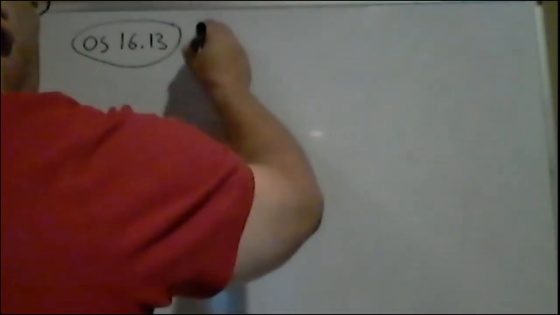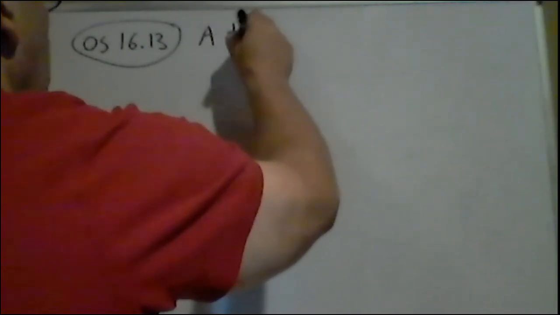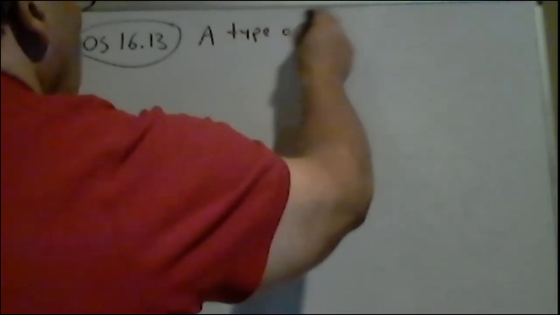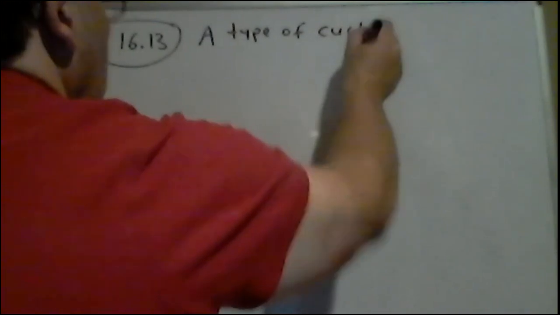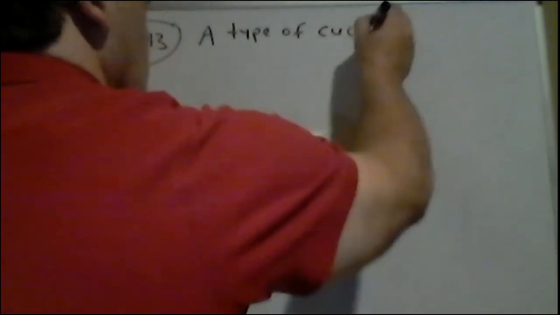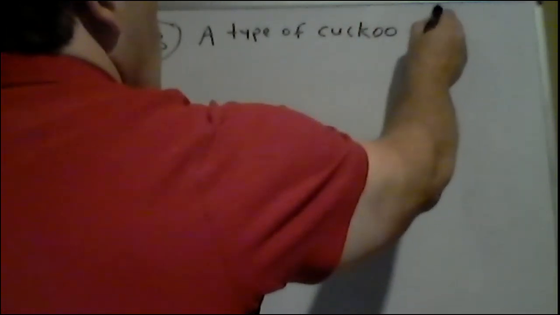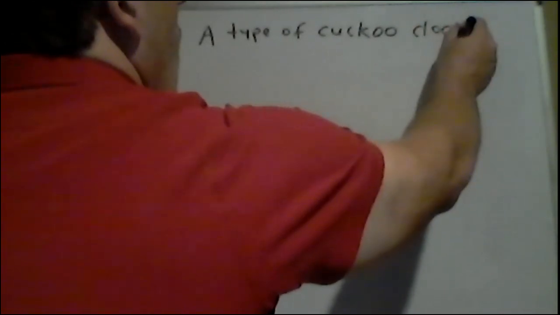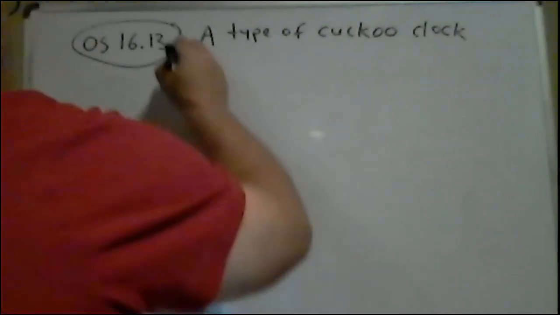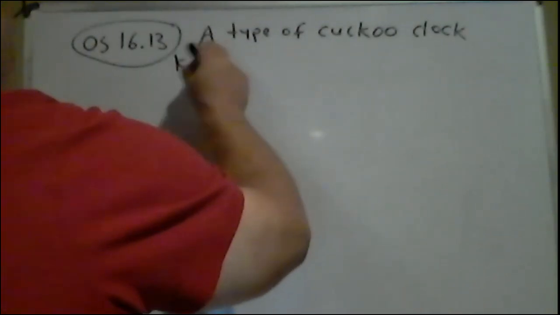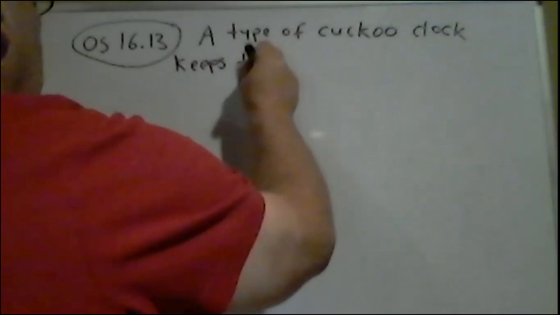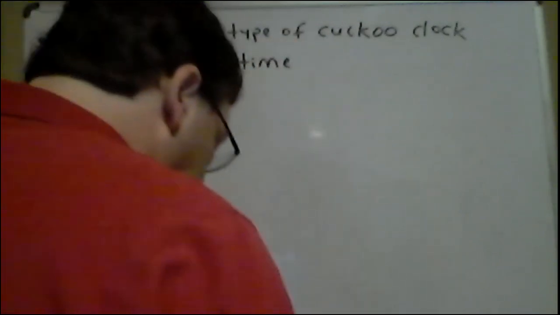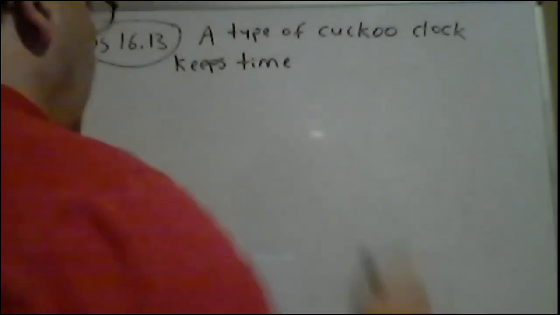Okay, this says a type of cuckoo clock keeps time by having a mass bouncing on a spring.